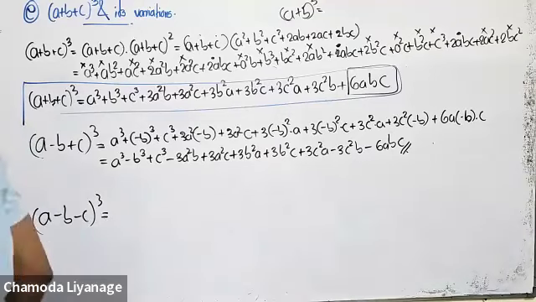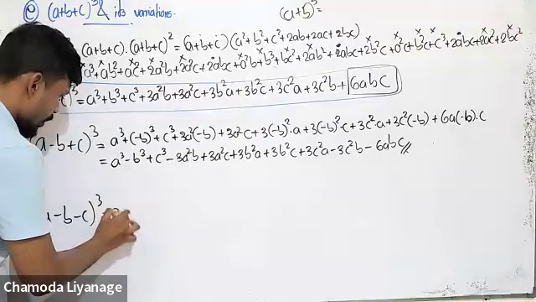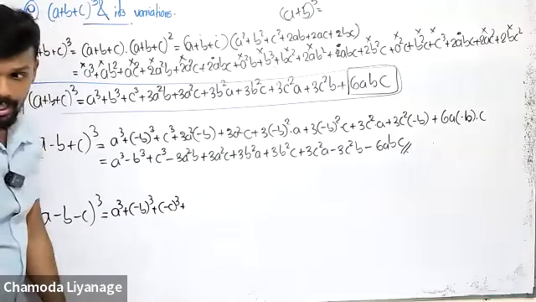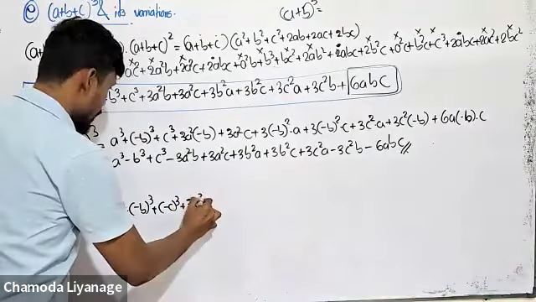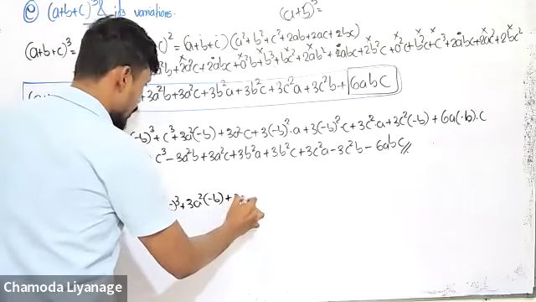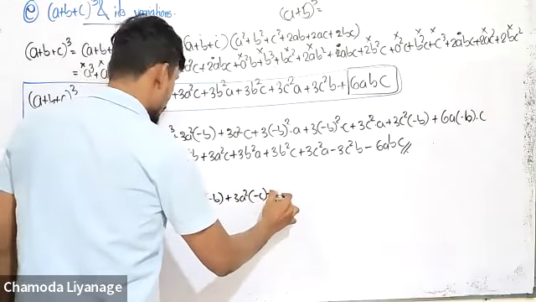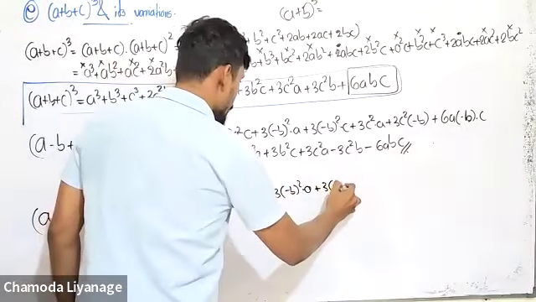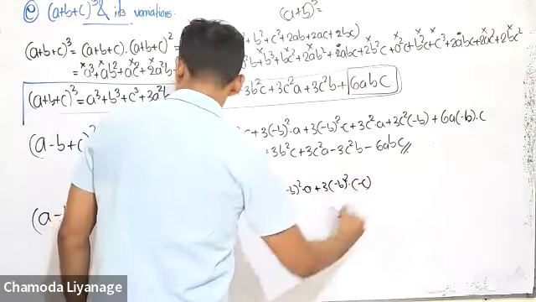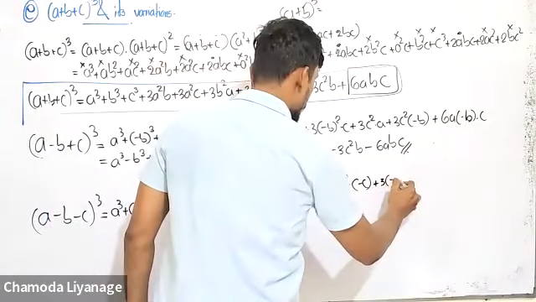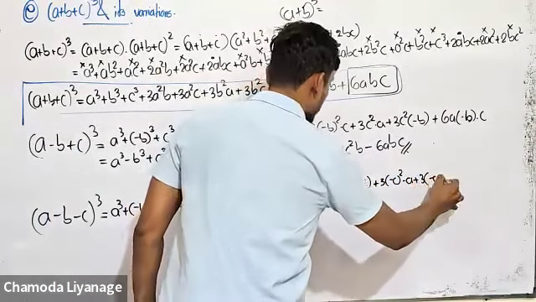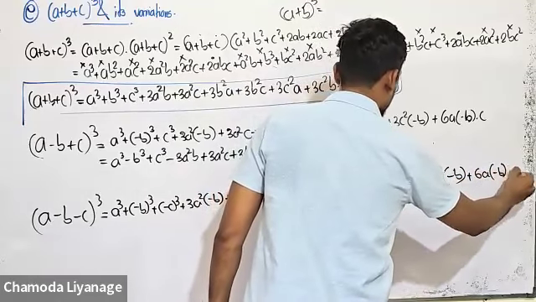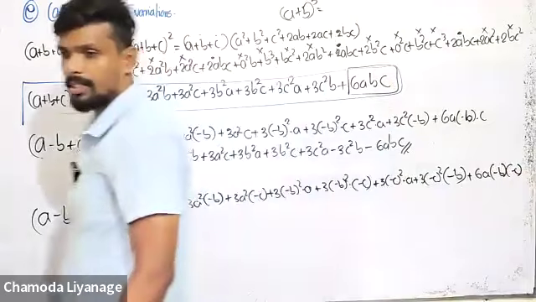Okay, so I will write the expansion. a cube plus minus b cube plus minus c cube. Next, 3 times a squared into minus b, a squared into minus c. After that, minus b squared into a, minus b squared into minus c. 3 times minus c squared into a, minus c squared into minus b, and finally a into minus b into minus c, right?